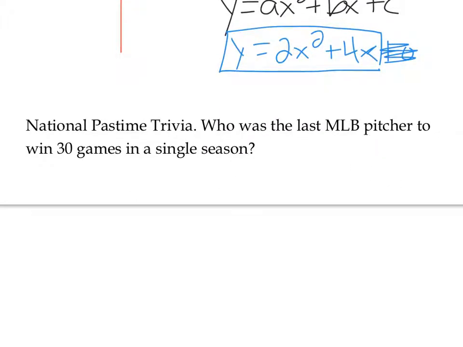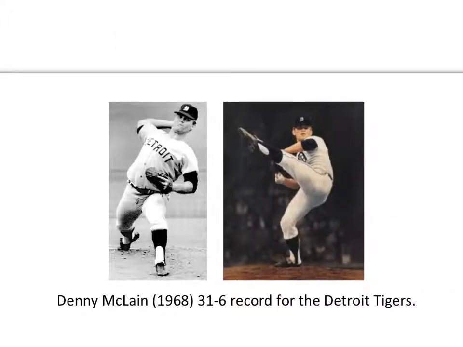Let's do a little trivia here for the national pastime, Major League Baseball. It's difficult these days for pitchers to win 20 games in a season. Who was the last Major League pitcher to win 30 games in a single season? The last player to do that actually pitched for the Detroit Tigers. Denny McLain in 1968. The Tigers won the World Series that year, and he went 31-6. It's been a while since a pitcher won 30 games in a single season.